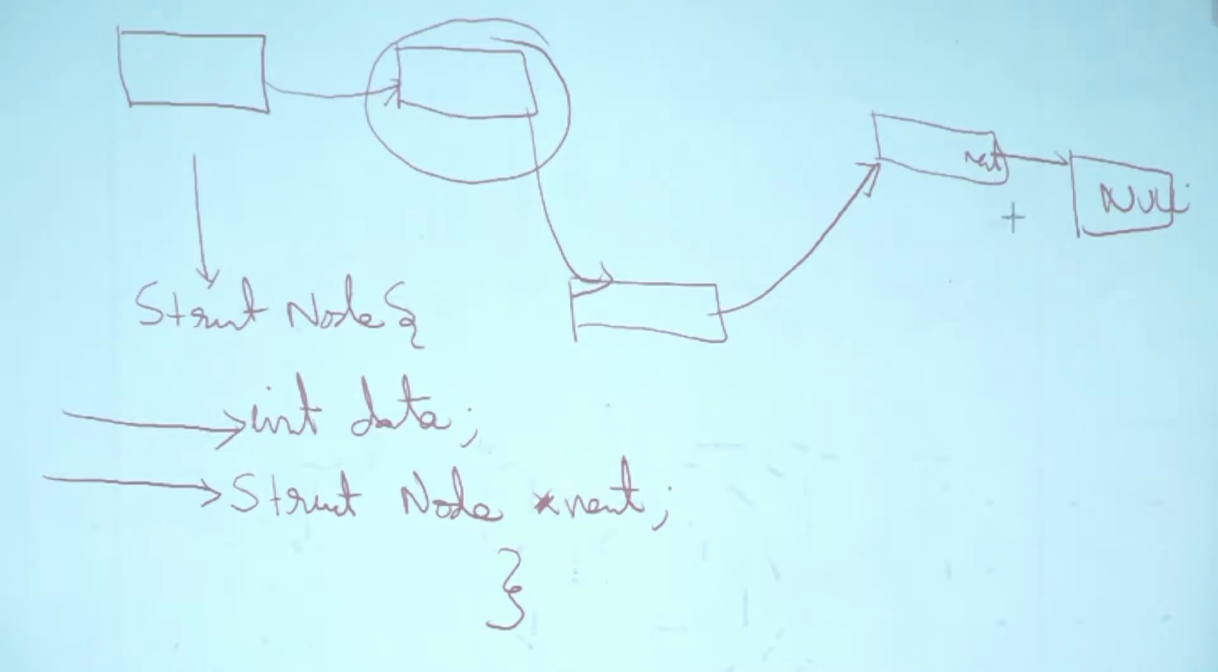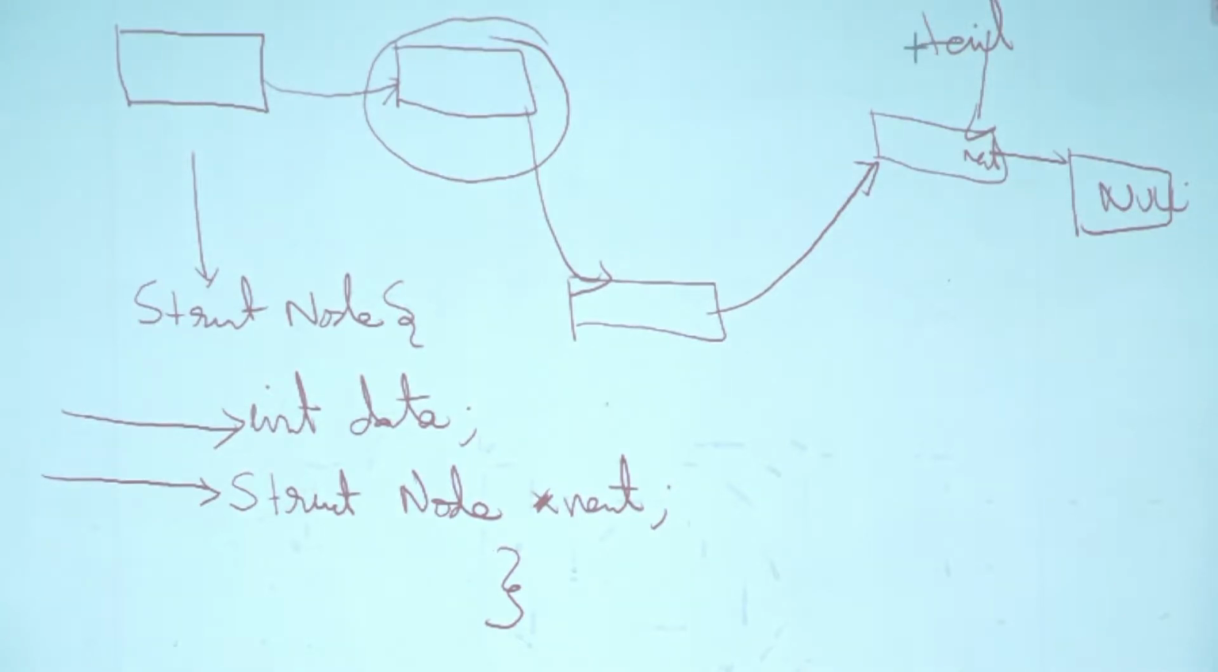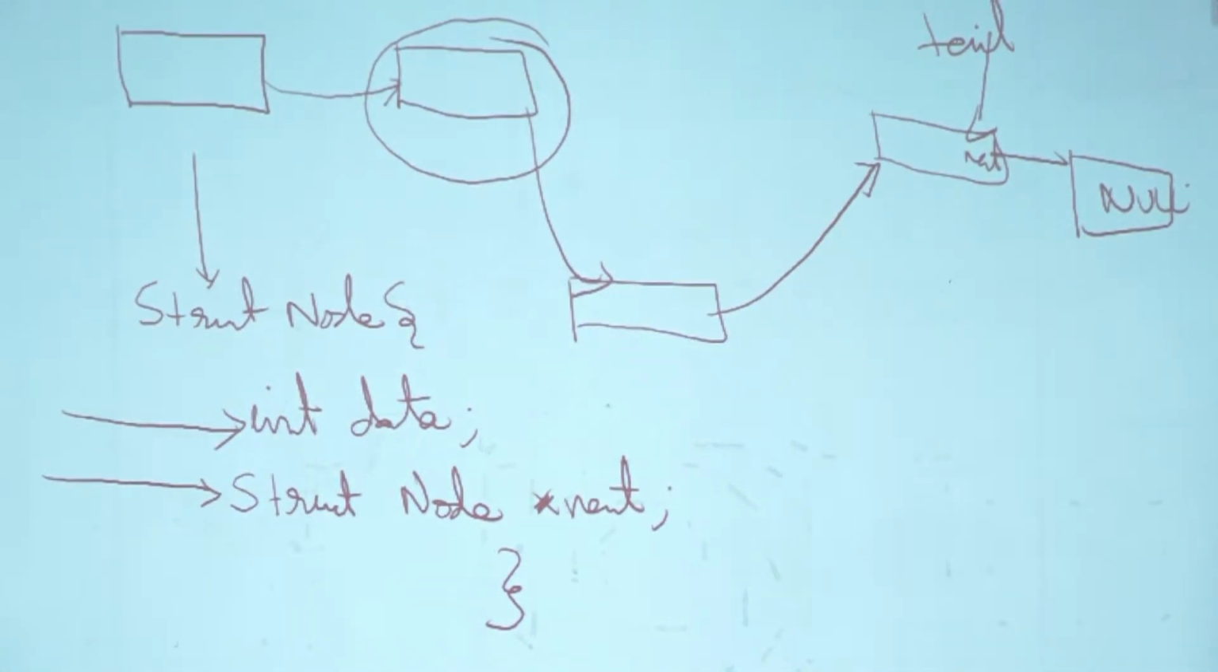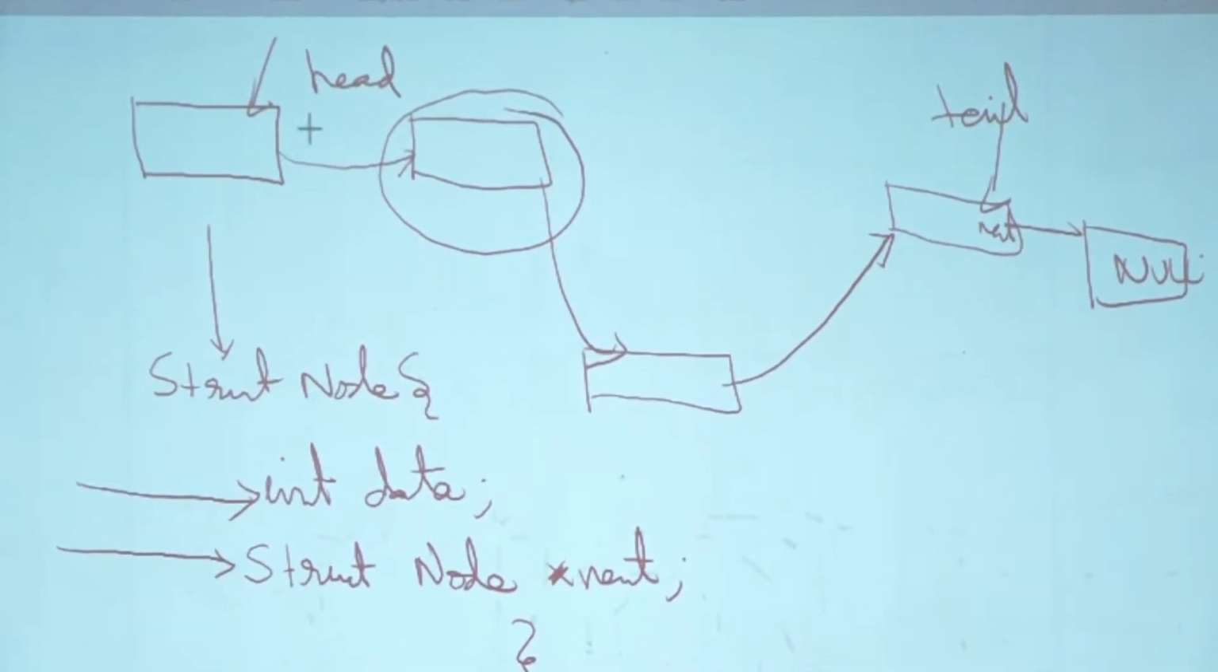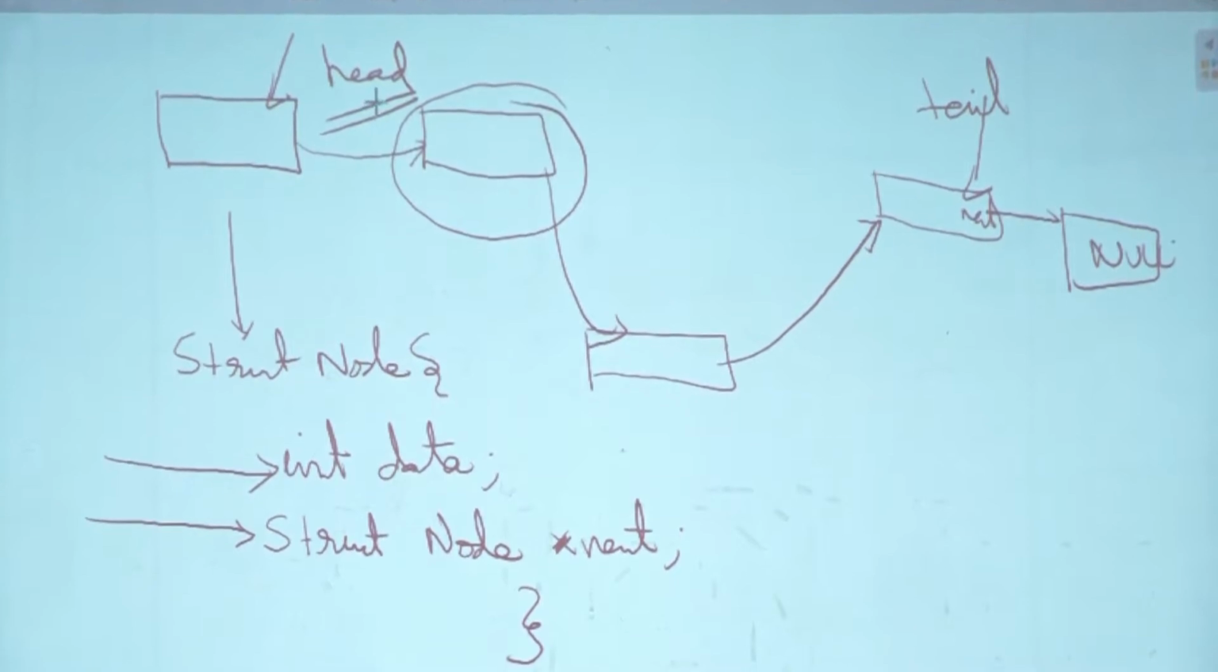That means we have reached a node whose next is null. That signifies the end of the list. So normally we refer to this as the tail of the list. Tail is not very important because you can always get to the tail. But what is important, and what is normally stored, is the head of the list. So this is called the head of the list.